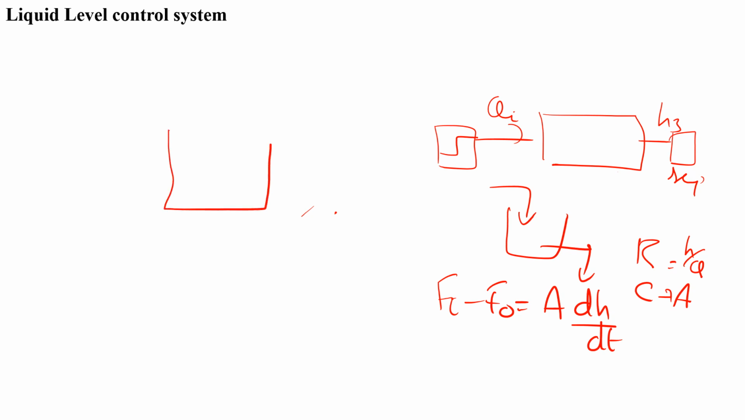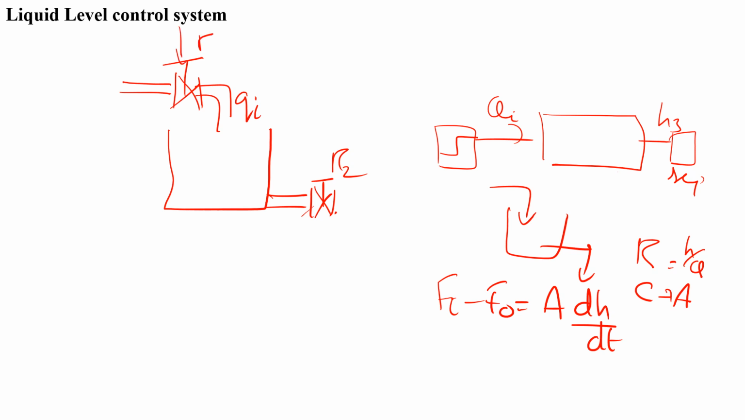Let me do it for a single tank, but in this place you can have interacting tanks or non-interacting tanks. First you have to give the inflow rate. The inflow rate is with the resistance. So this is Qi. And then here you have the outflow, and here R2, then here you can say R1 resistance, and then this is Q0, and then here is your level.